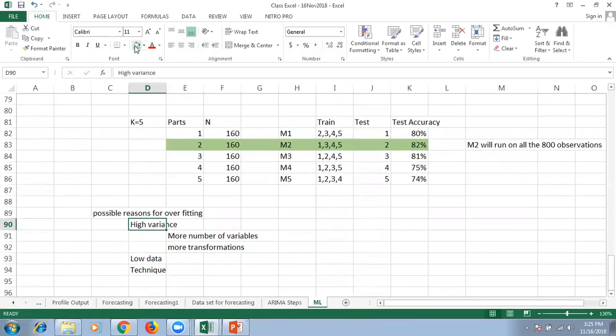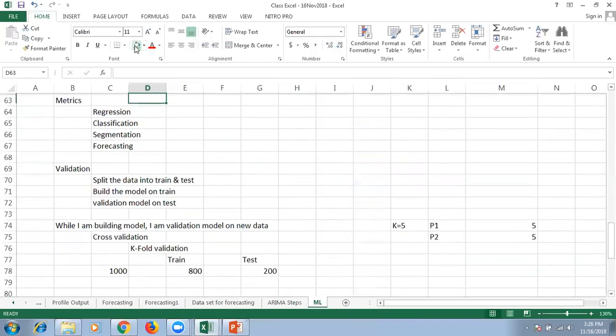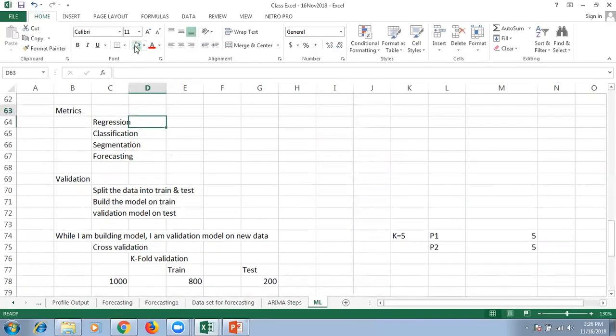So when I'm getting my overfitting problem, either you need to take care of using fewer variables or fewer transformations, or increase the data size, or change the technique. I think these are the things which I was explaining in one of the classes. You guys remember or not? Correct or not? So now you understand the concept of cross validation.